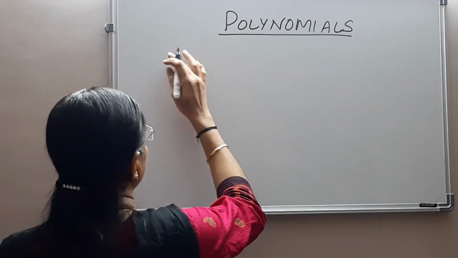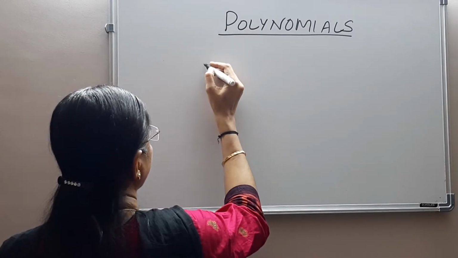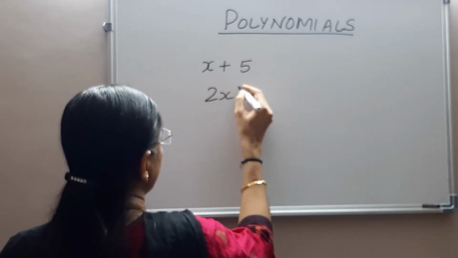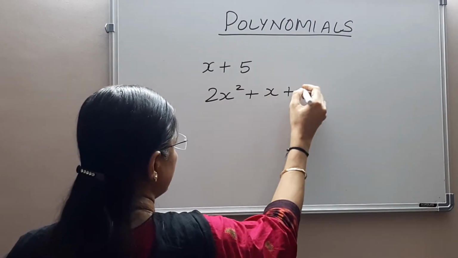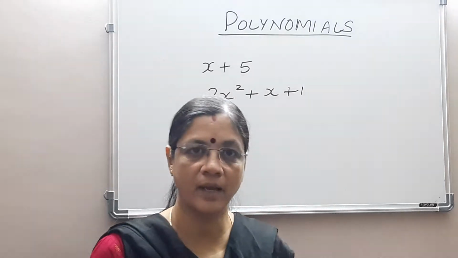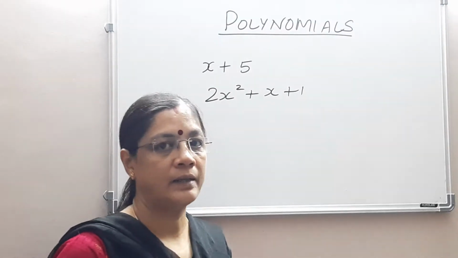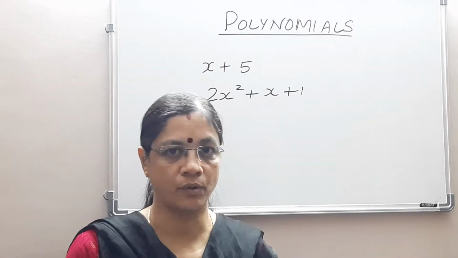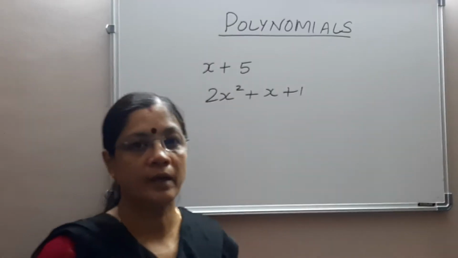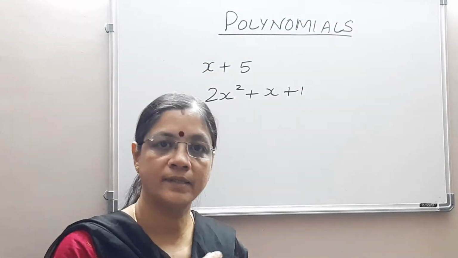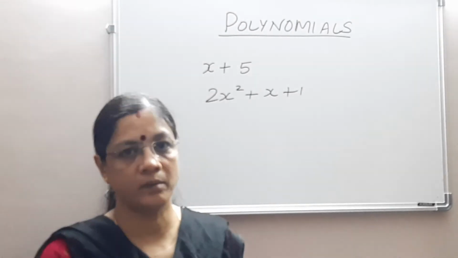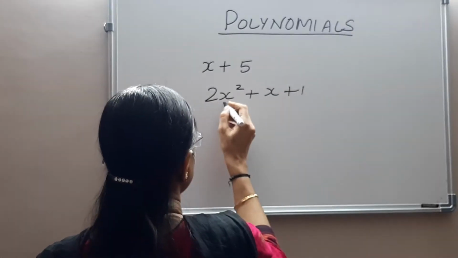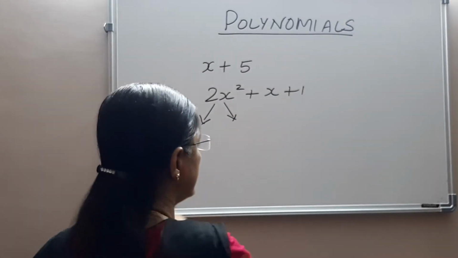Now, we have studied in algebra some terms like x plus 5, 2x squared plus x plus 1 and so on. Isn't it? Last year you would have studied algebraic expressions, factorization of algebraic expressions and so on. Isn't it? You would have encountered terms like these involving a single variable and also two variables and three variables. Now let us recollect what this x is called and what this 2 is called.